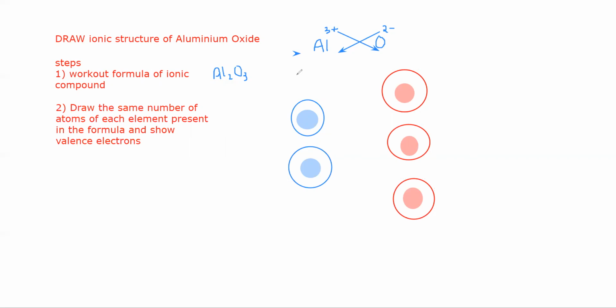Aluminium belongs to group 3, so there will be 3 electrons. You can use dots or you can use crosses. So 3 electrons in each. And oxygen belongs to group 6, so it will have 6 electrons. Each will have 6 dots, meaning 6 electrons in the outermost shell.